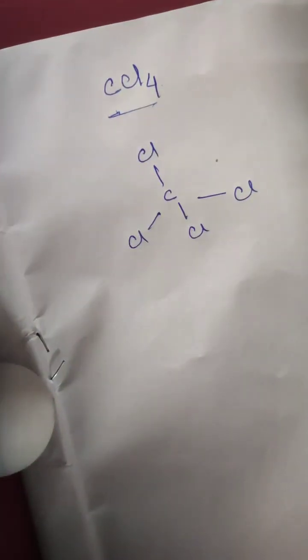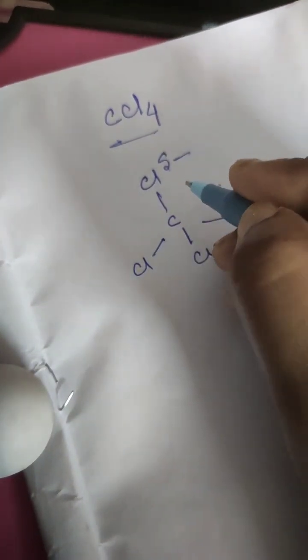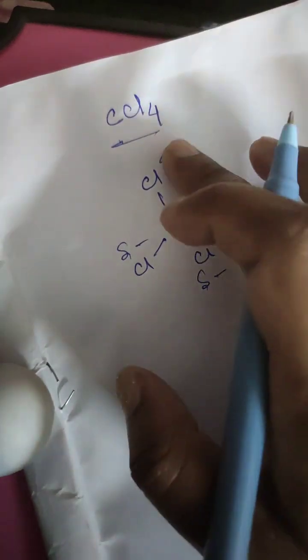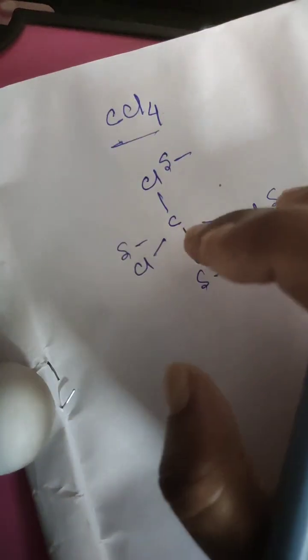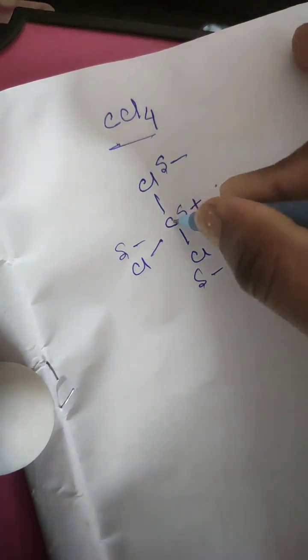So in this tetrahedral structure, we know that the chlorines are electronegative. So the chlorine present is delta minus, delta minus, delta minus and delta minus. All electronegative chlorines are present around the carbon, and carbon is delta positive. This carbon center is highly electropositive in nature.